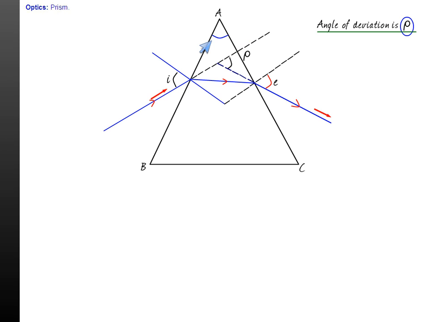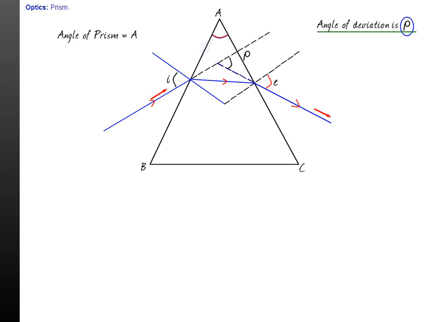A is the angle of prism, which is defined as the angle between the two faces of the prism, one of them containing the incident ray and the other containing the emergent ray. Okay, so the angle of prism is angle A. How do we define the angle of prism? It is the angle between the two faces which contain the incident and the emergent rays.